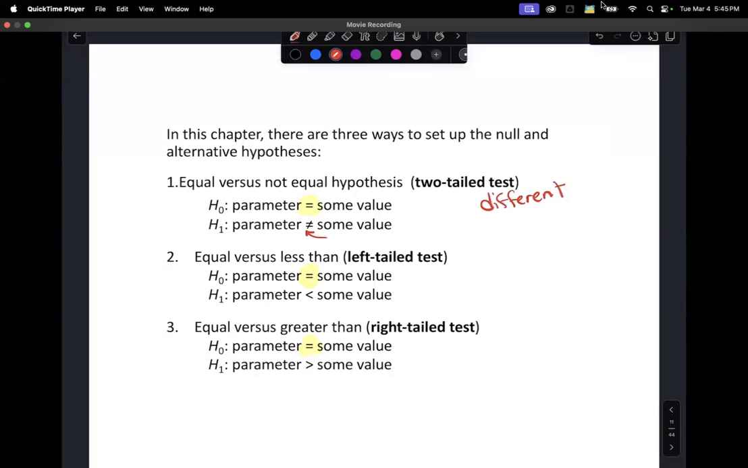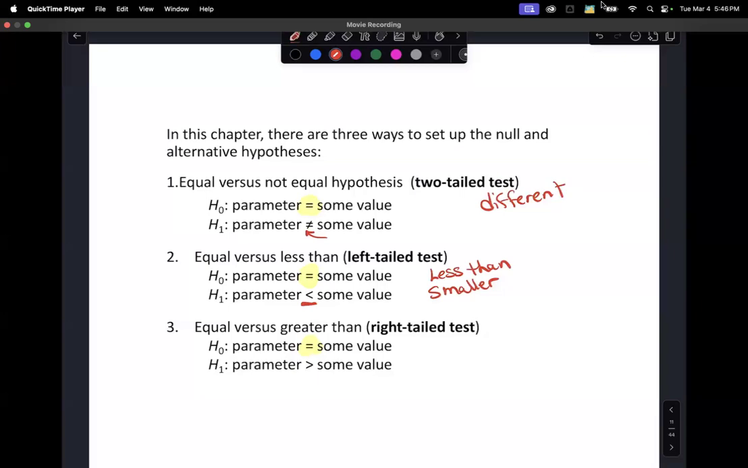A left-tailed test would be less than, smaller than, any other words meaning smaller. You're going to the left. So it's a less than symbol. So my null hypothesis will still say equal, but my alternative hypothesis will say less than.